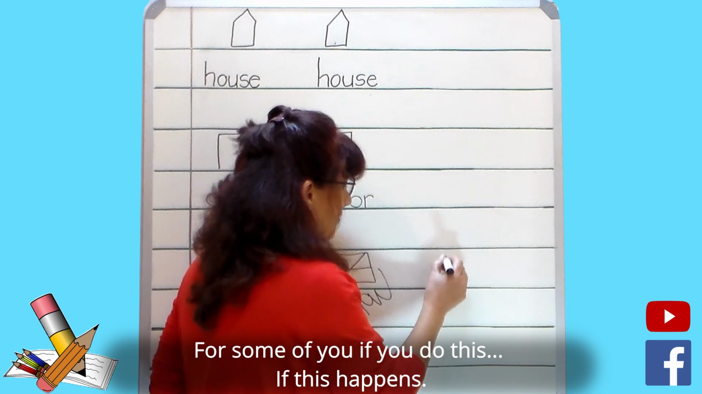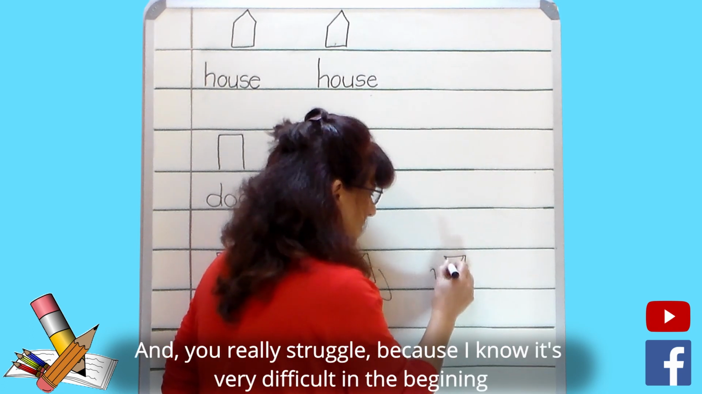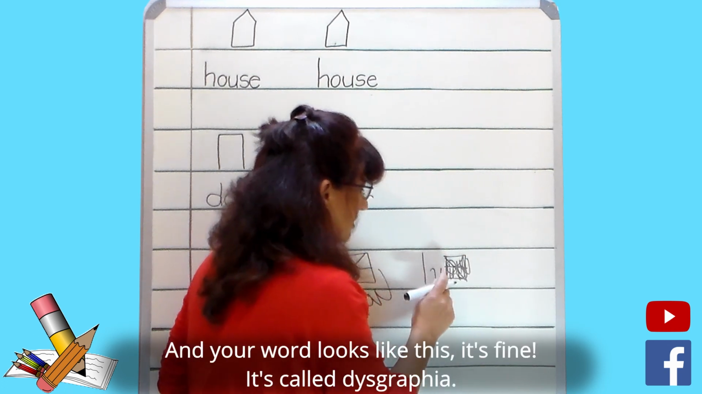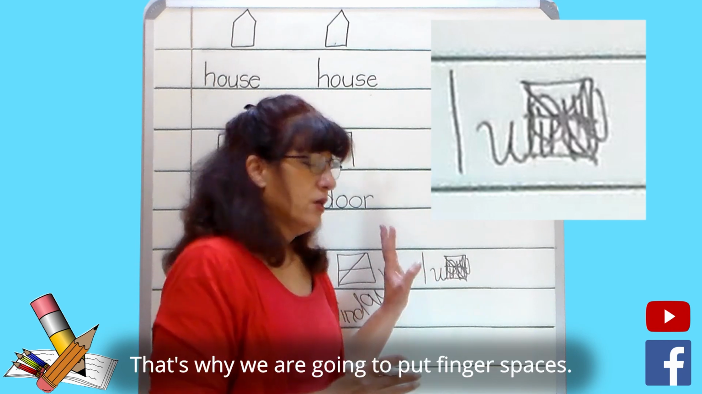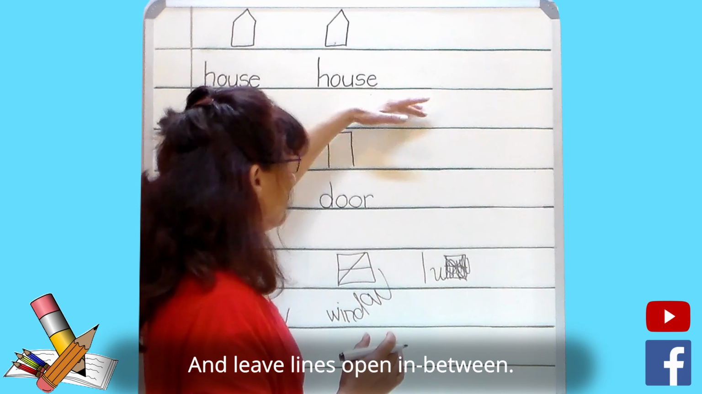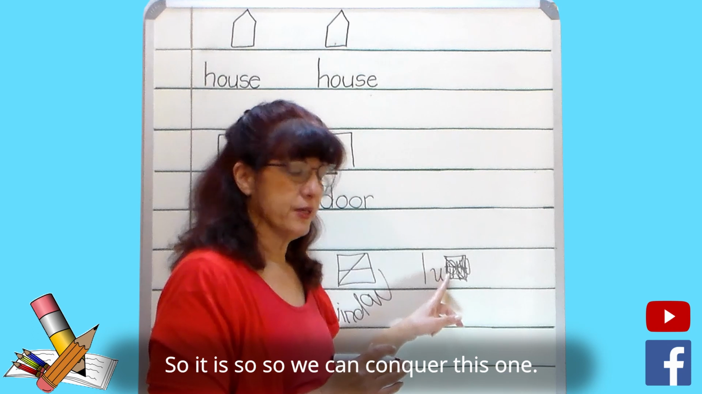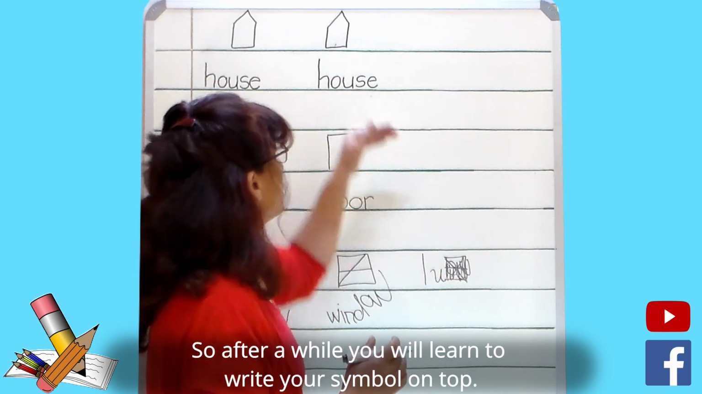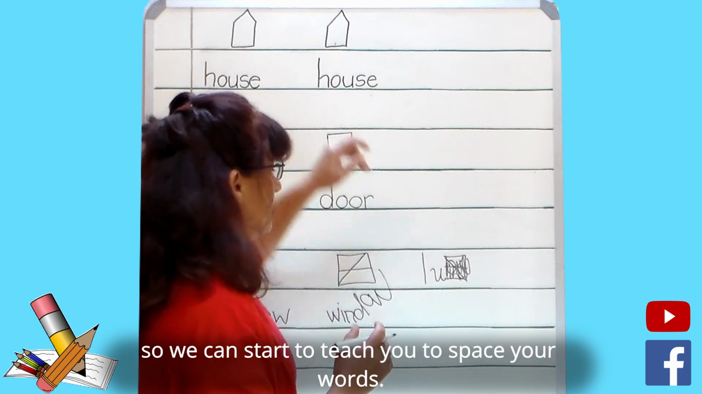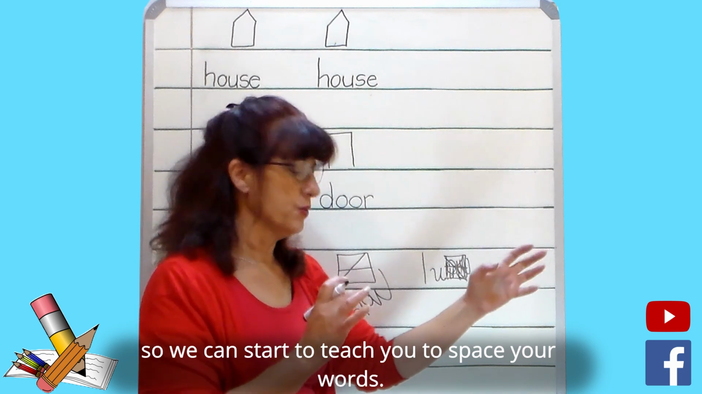For some of you, if this happens and you really struggle, because I know it's very difficult in the beginning to do it, and your word looks like this, it's fine, it's called dysgraphia. That is why we are going to put finger spaces and leave lines open in between. So it is so that we can conquer this one. So after a while, you will learn to write your symbol on top, and I need you to write the house on the word at the bottom, so that we can teach you to start to space your words.